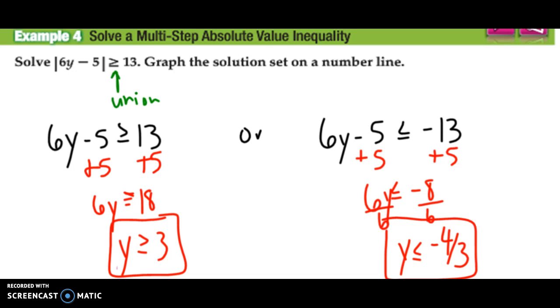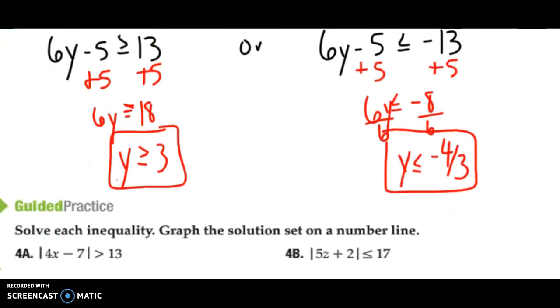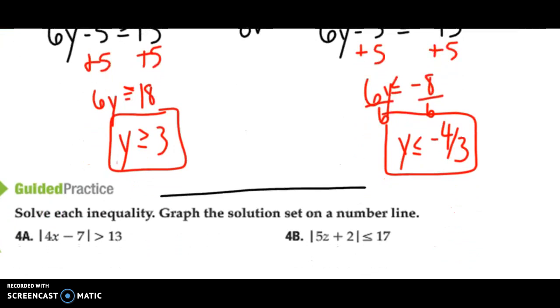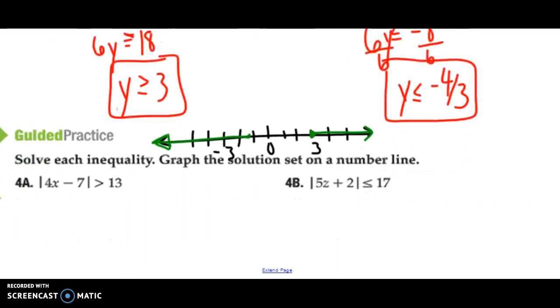Now we're asked to graph our solution on the number line. I'll make a number line right here. Okay? So, we'll circle at 3, and it's greater than or equal to 3, so it's this way. And less than or equal to negative 4/3, which is like negative 1 1/3. So, right there. There we go. So again, it holds true. It looks like both ORs because it was a greater than or equal to problem. Here's a couple guided practice problems that you can try as well.